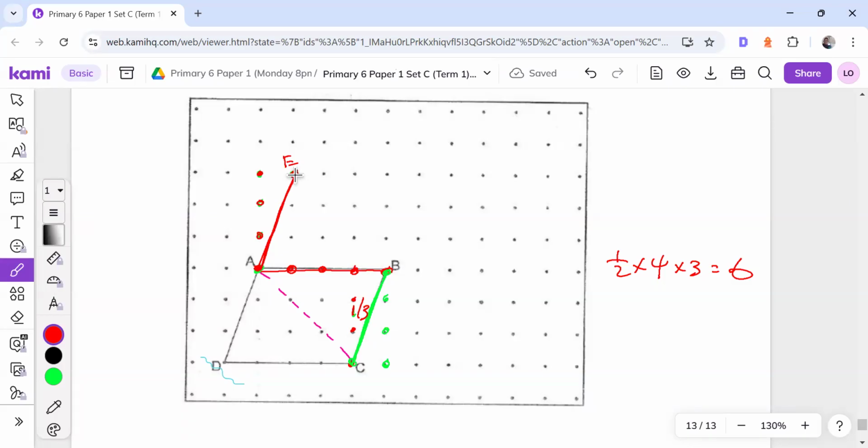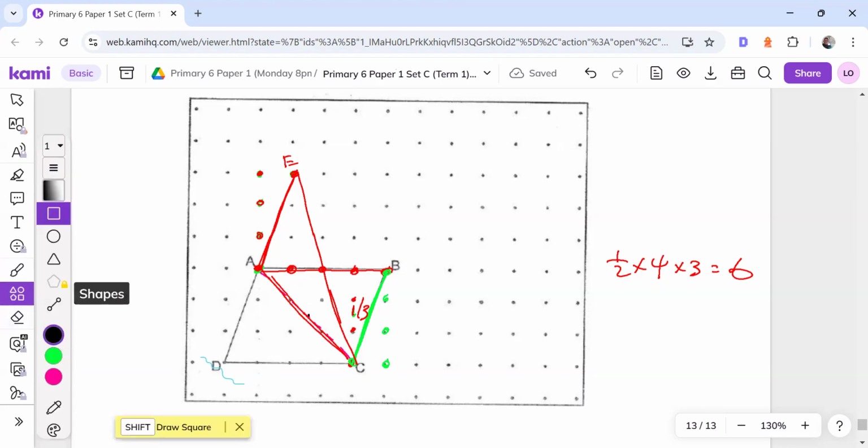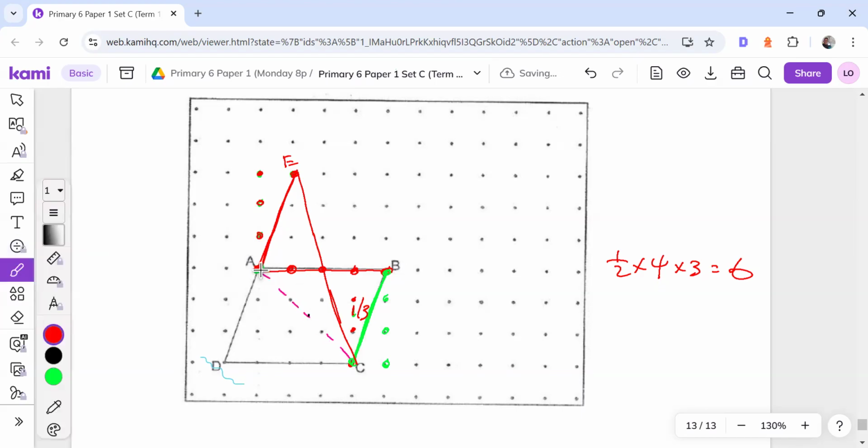So how do you do that? Take a ruler and draw using the ruler, and that is how it looks like. Mr. Ong is not using a ruler because I can't find one now. You're supposed to connect, join, and that is how you have ACE, which is your triangle. Okay, that is your part A.